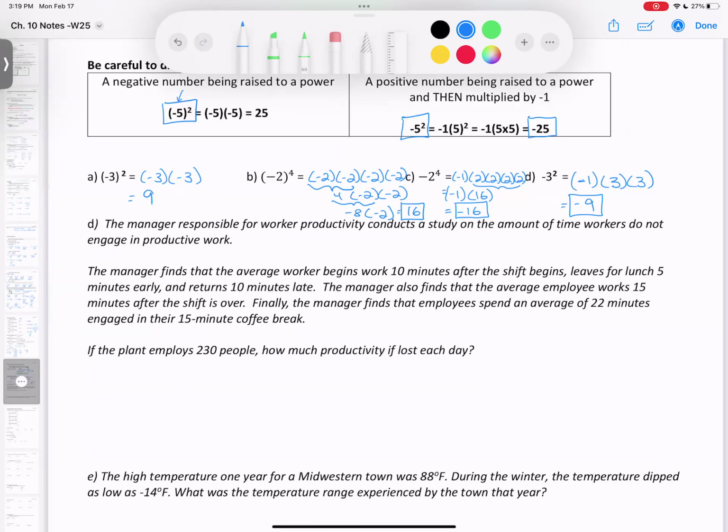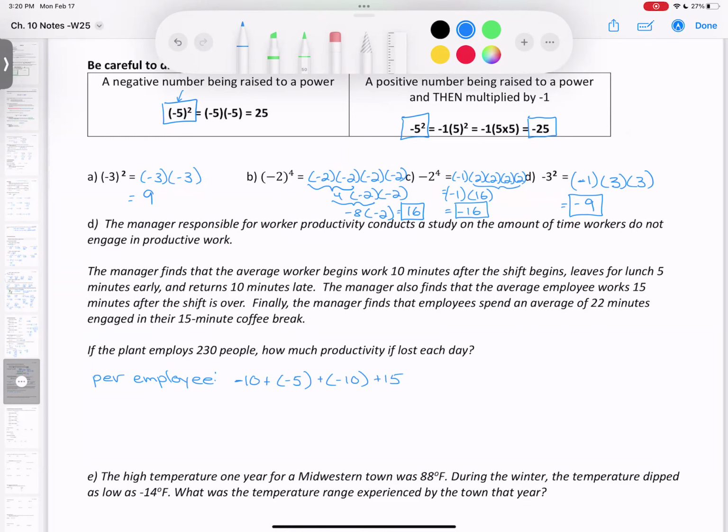Okay, so if we think about per person, or I guess per employee, how much time is lost? Well, they're beginning 10 minutes after the shift begins, so we're losing 10 minutes. So we're going to say -10. Okay, and then they leave for lunch 5 minutes early, so we're losing another 5 minutes, so plus -5 then. They're returning 10 minutes late, so that's another -10. But they're working 15 minutes after the shift is over, so we're gaining 15 minutes from them.